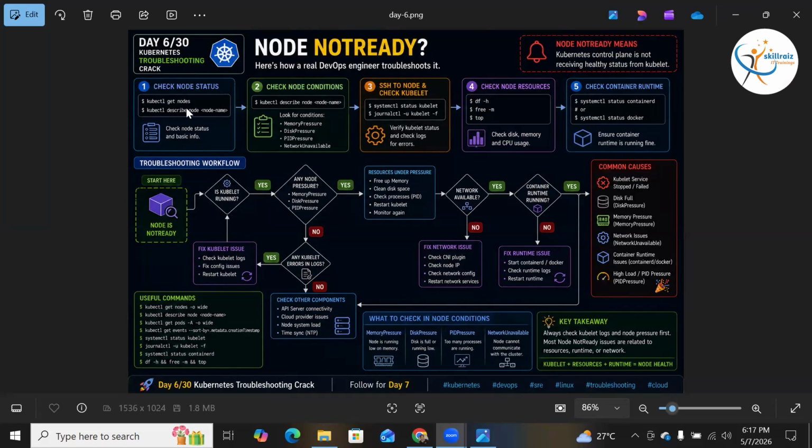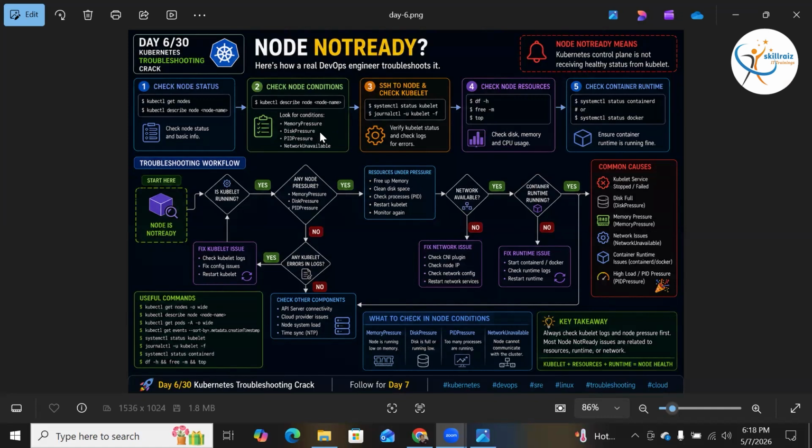First, we can check the node status with kubectl get nodes, and we can also describe that particular node name to see all the events. Based on the events, we can understand what exactly the issue is. Is there any memory issue, disk issue, or any particular process issue? You can try to look at that.